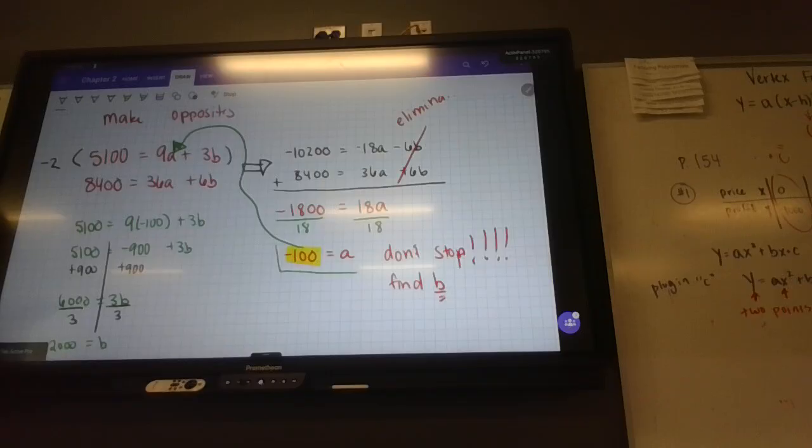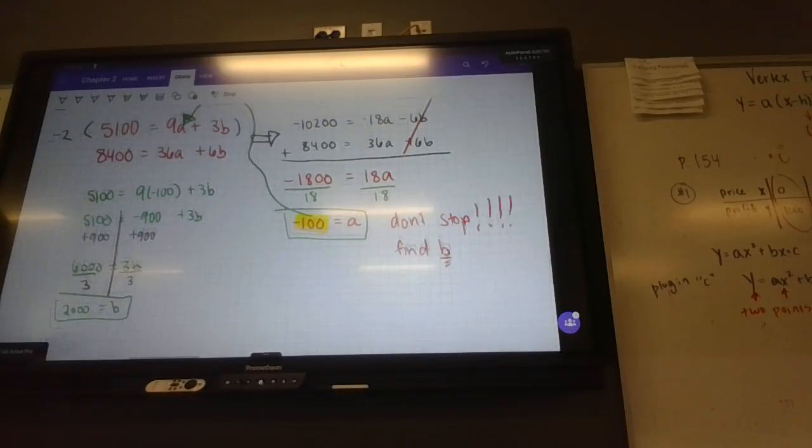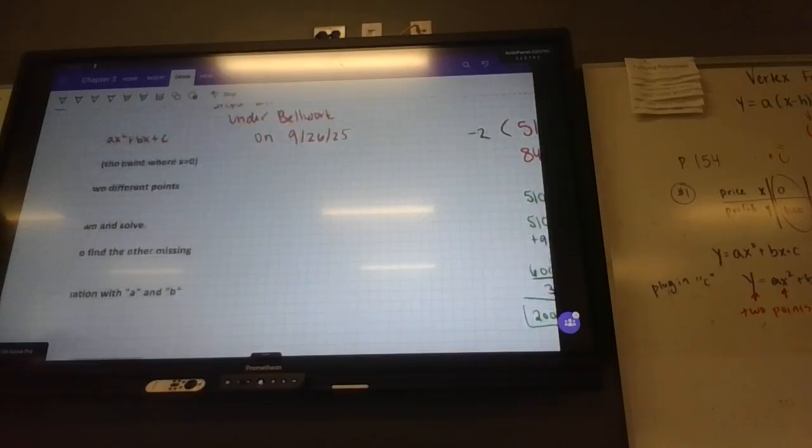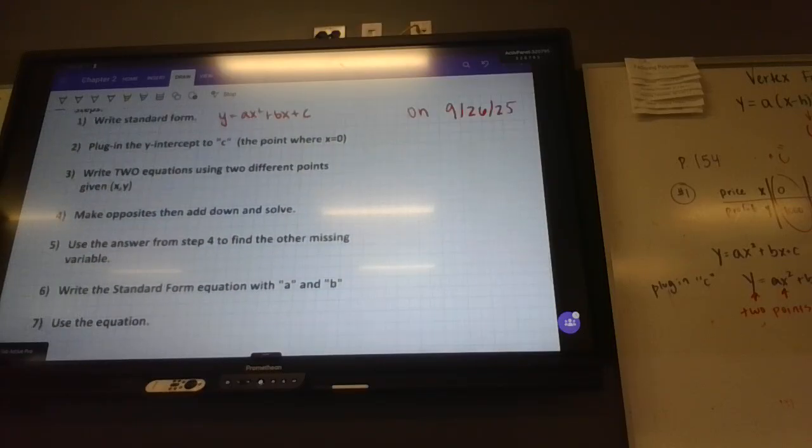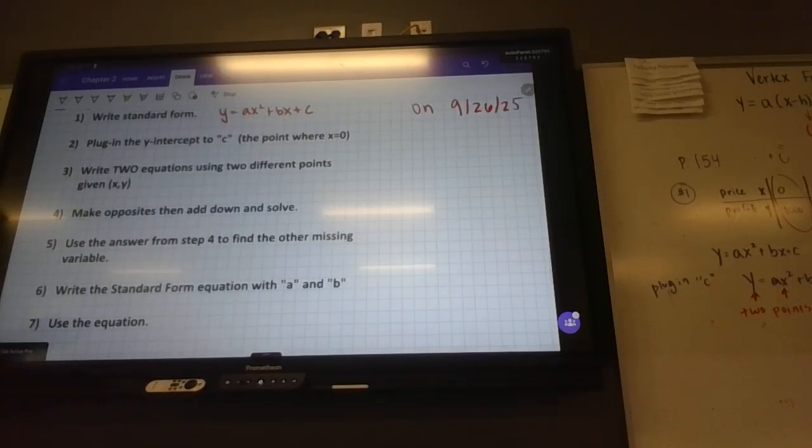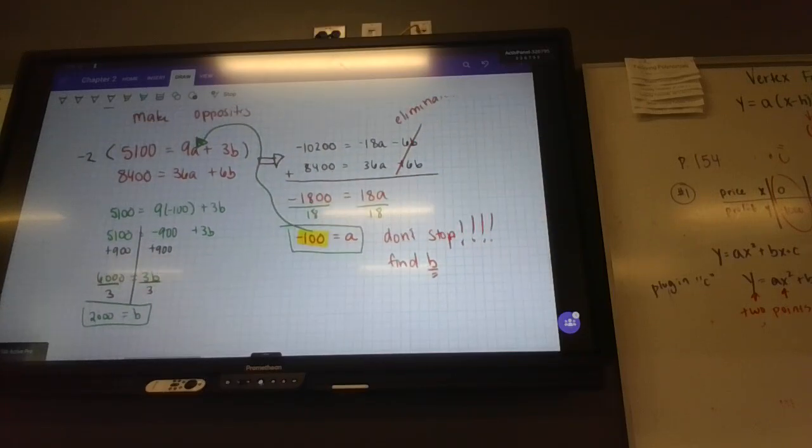Wow, we have A. We have B. We are not done, because we also need to find C. No, not why. What were the steps? So we found the other missing one. The whole mission was to write an equation in standard form. That's what the mission was.